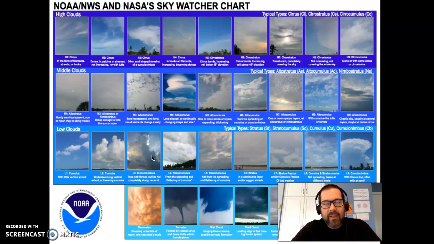So hopefully this was helpful in your understanding of clouds. Hopefully you'll print out this little Skywatcher chart and go out and practice a little bit. We'll take a look at some more of these other clouds, the tornado, the wall cloud, and things like that as we get into more specific aspects of weather.